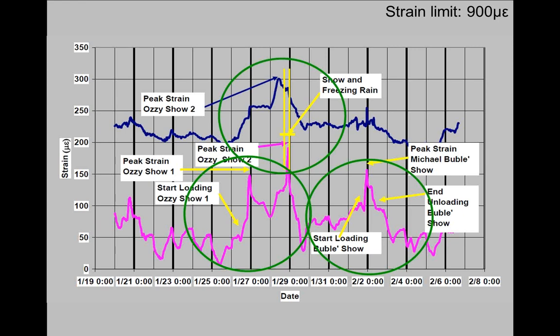And as you can see, the worst possible combination was during this snow event combined with the Ozzy Osbourne show. We're probably the only ones having used Ozzy Osbourne as a loading device, but this project was very successful because the recorded strains were much lower than the critical strains, and so it was possible to demonstrate that the arena could operate safely within the new code limits without any strengthening.